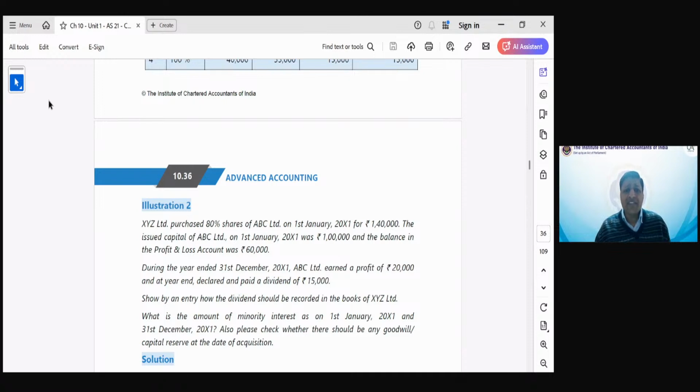So if you look at ABC, ABC had got reserves at the beginning of the year. Yes or no? Amounting to 60,000. And ABC has also earned a profit of 20,000 during the year. So when this dividend has been paid, out of which of these should the dividend be considered to have been paid? From the profits during the year or from the reserves which existed at the beginning of the year? What do you think will be the better assumption?